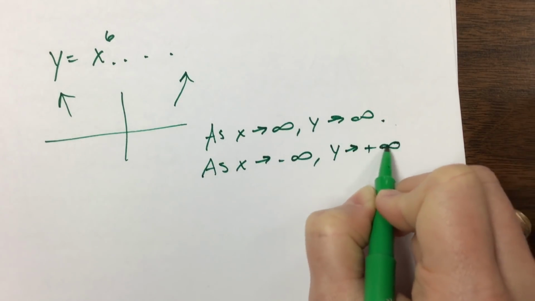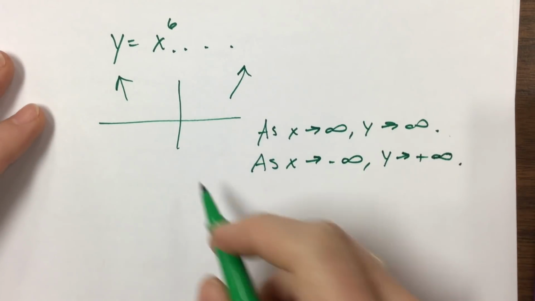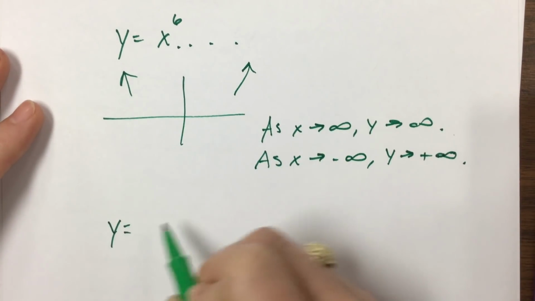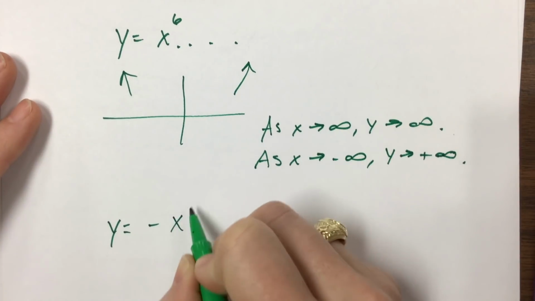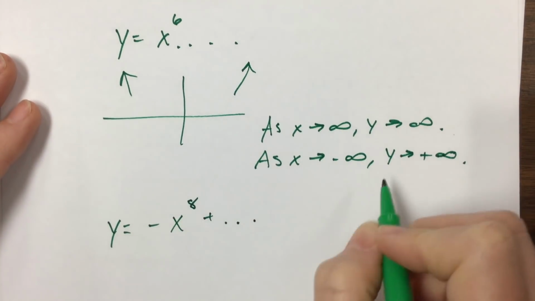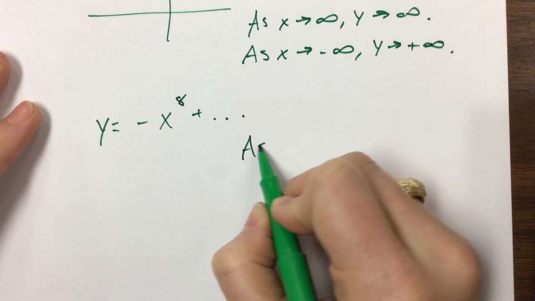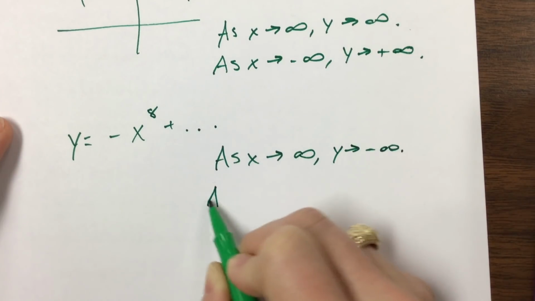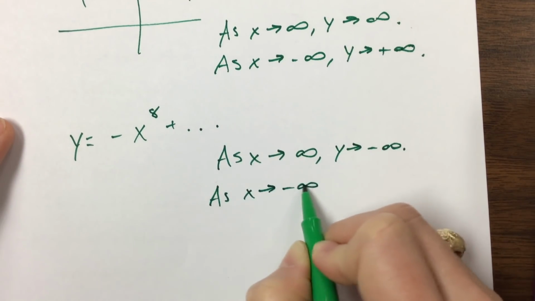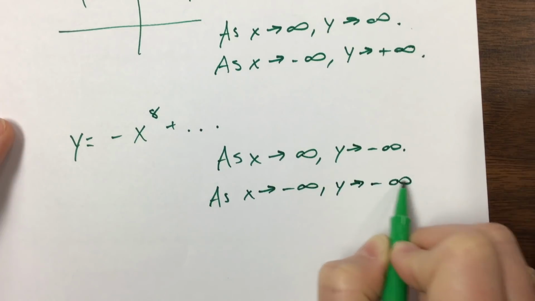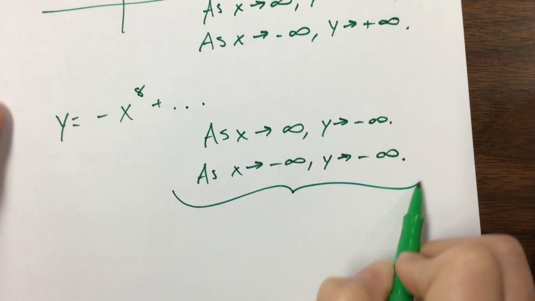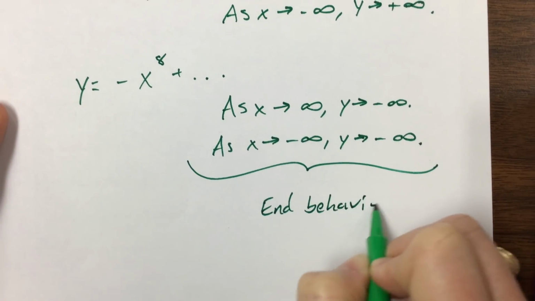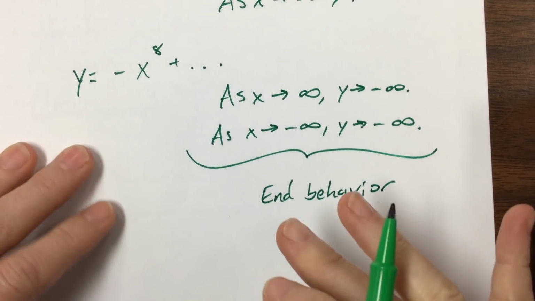Oh, I lied. That's positive infinity. My bad. Or I can reflect it by making this leading coefficient negative. If I have a negative and this is still even and everything is getting smaller, then we'll say that as x goes to positive infinity, y goes to negative infinity. As x goes to negative infinity, y also goes to negative infinity. And this is the notation that we use anytime we ask about end behavior. What does it do towards the end of the function?